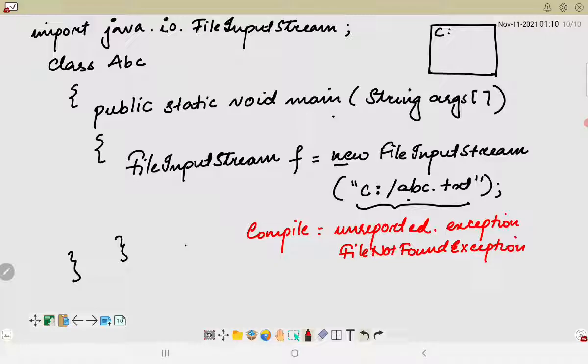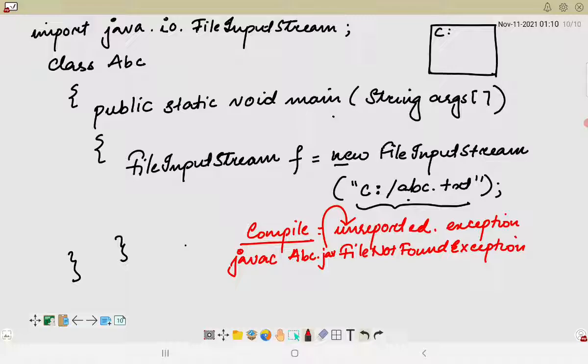But in the compilation stage, that means when I am doing javac ABC.java, this will give me an error saying that there is an unreported exception. However, the exception has not occurred at this stage.